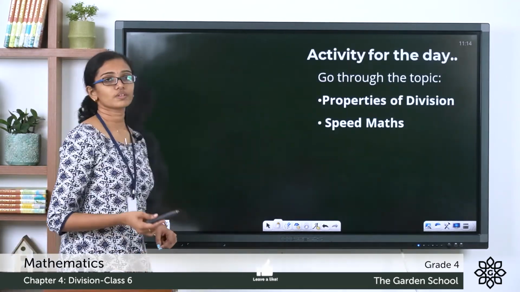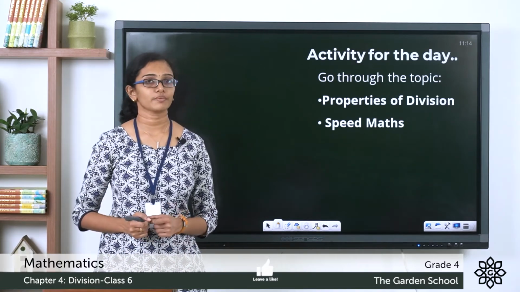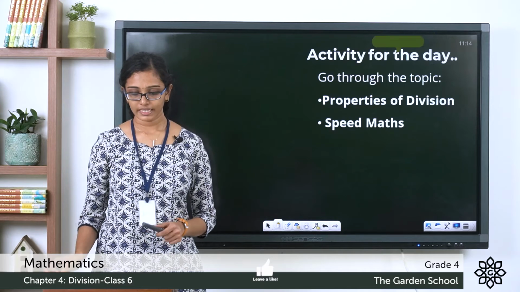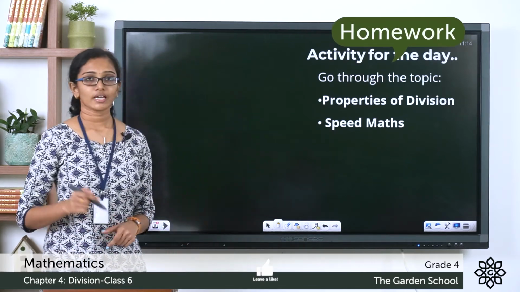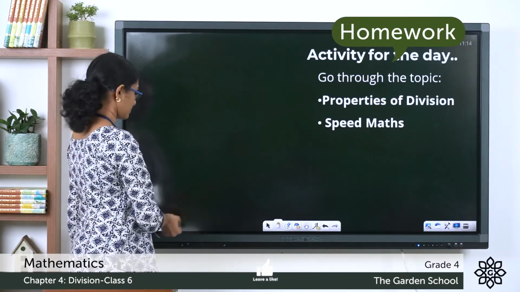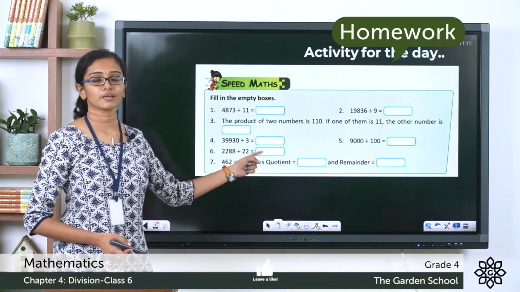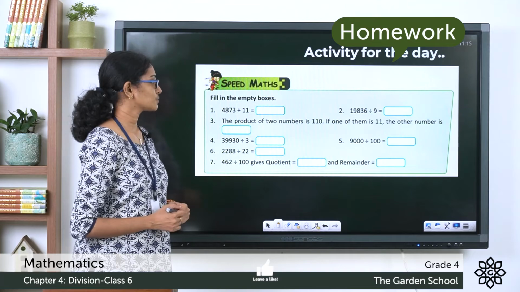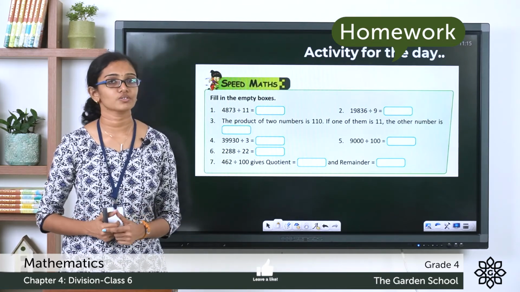As an activity for the day, you have to go through the topic properties of division in your textbook, which is on page number 59. Then on the same page at the top, you can see the heading Speed Maths. You can see these questions on the page. Please finish these questions. You can write the answers in the textbook itself. Once you have done that, please do send us a picture.